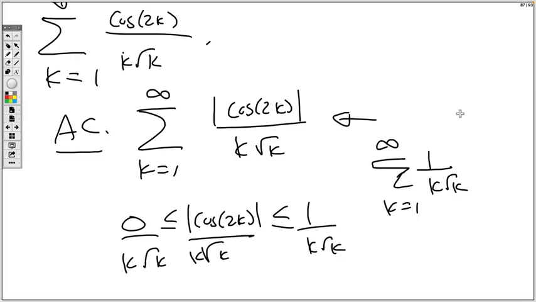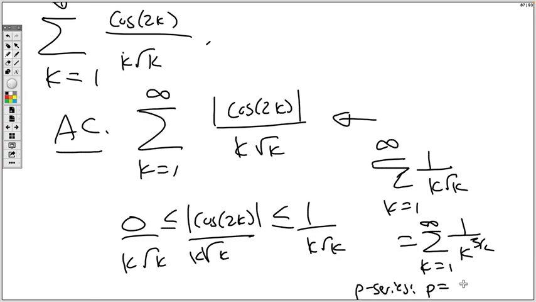What can you tell me about k root k? It's the same as what series? K to the what power? 3/2. So what kind of series is it? P series? What's the power of P? 3/2. What's important about 3/2? Bigger than 1, so that means that this series does what? Converge.